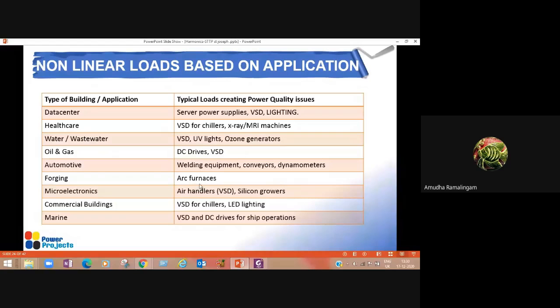and you may have arc furnaces. If it is a microelectronics laboratory, you may have VSDs and silicon growers. If it is commercial buildings, usually drives will be there. And if it is a marine system, you may have VFDs and DC drives for ship operations. So I have categorized some of the non-linear loads based on their application.